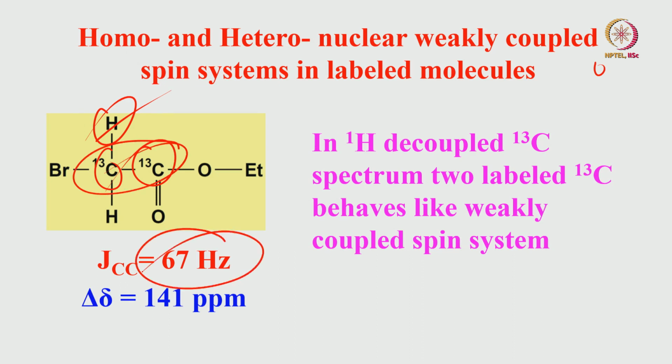Carbon carbon coupling is 67 hertz, one bond, very large. But look at the chemical shift, 141 ppm. Even if you take, let us say, a 400 megahertz proton spectrometer, 100 megahertz is the resonating frequency of carbon. 100 into 141, see, it is 14,100. Where is the chemical shift separation? And this is only 67. So, it is weakly coupled. So, even in a labeled system, homonuclear coupling is so small and chemical shift separation is so large, this can be a weakly coupled spin system.